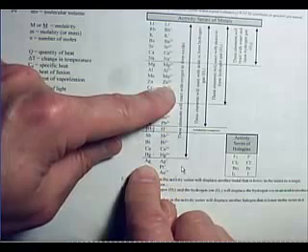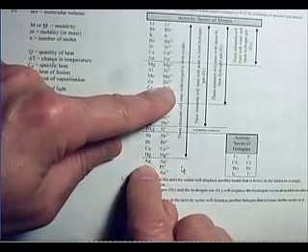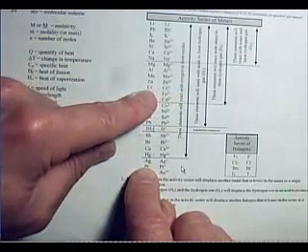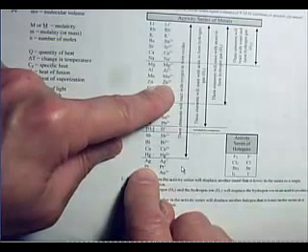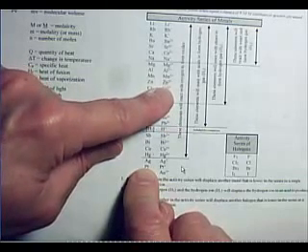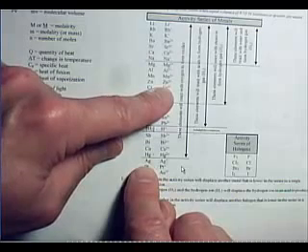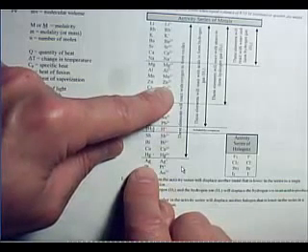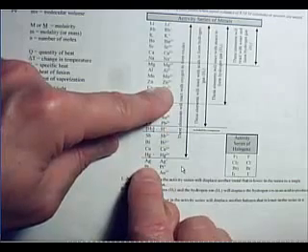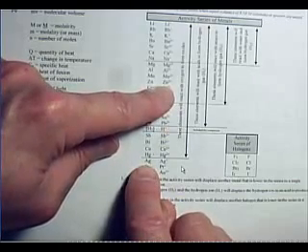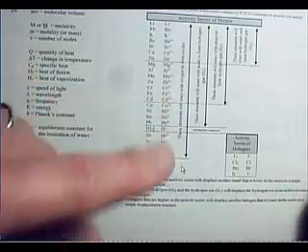Zinc, when it's bonded with something, is going to have a 2 plus charge. Silver by itself has no charge. If zinc were by itself, it'd have a 0 charge. But the ion of zinc has a 2 plus charge. So silver is lower on the activity series than zinc, the ion. And by using this activity series, we would say that silver cannot displace zinc, and so no reaction would occur.